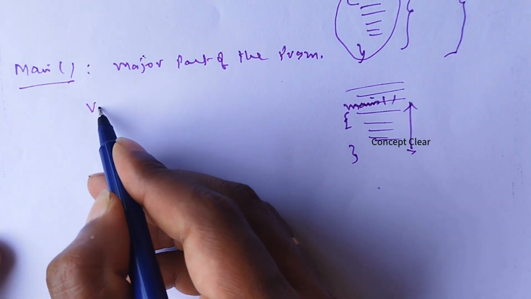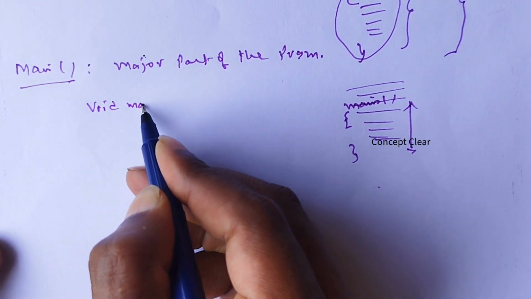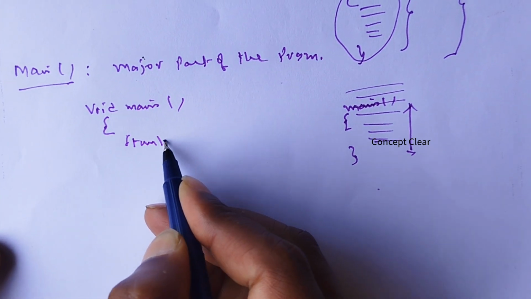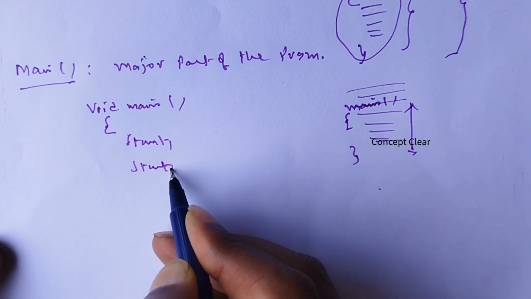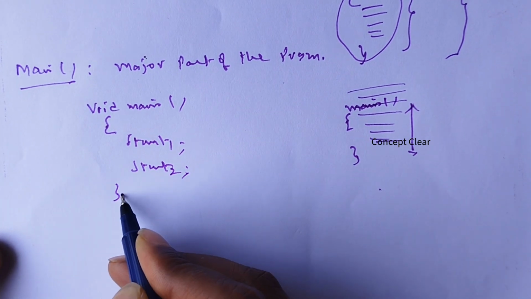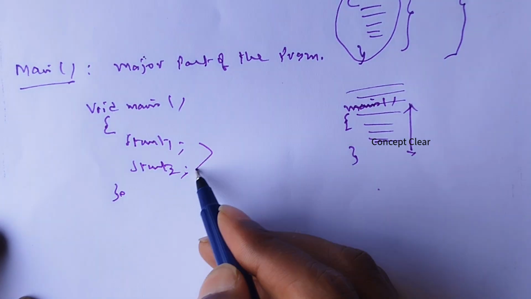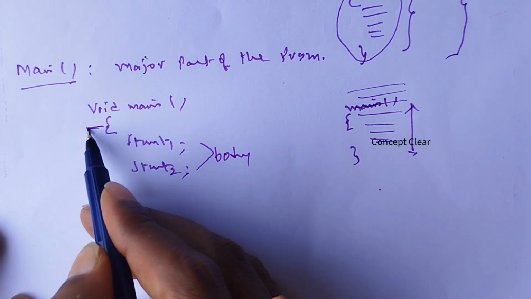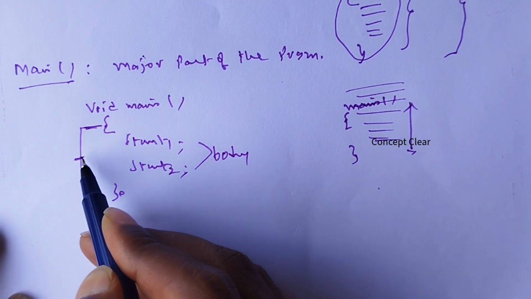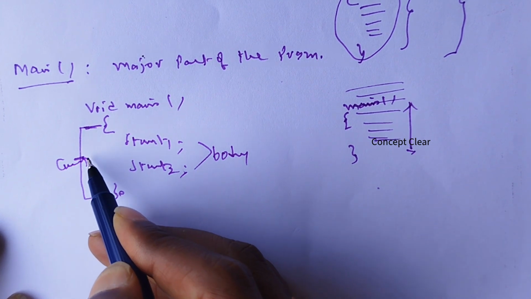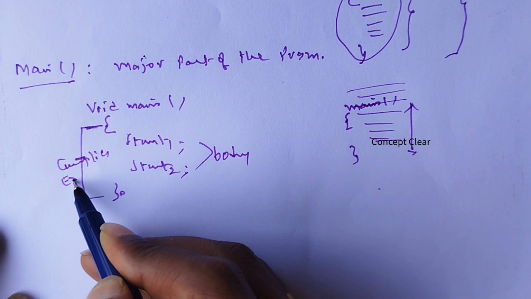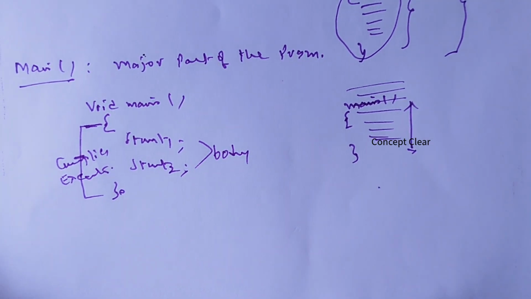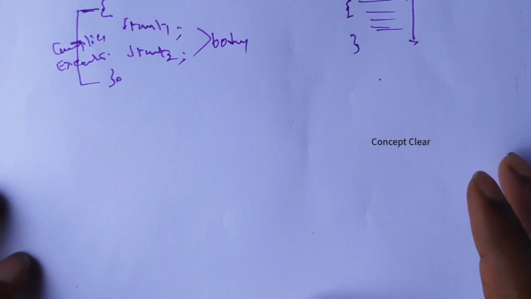For example, if you write void main(), statement 1, statement 2. Here this is the body of the program. The compiler will execute from here to here. This part will be executed by the compiler. Okay, remaining all are supporting statements. Clear? Next, variable declaration.